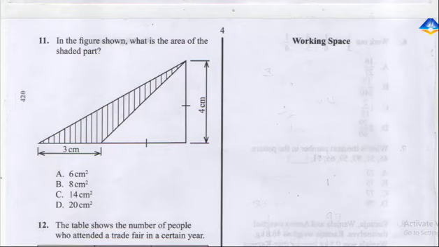Question 11 says, in the figure shown, what is the area of the shaded part? Now, the first thing you need to know is that it's a triangle. Let's call here A, let's call here B, and let's call here C. So now, the first thing we'll do is calculate the area of the triangle.